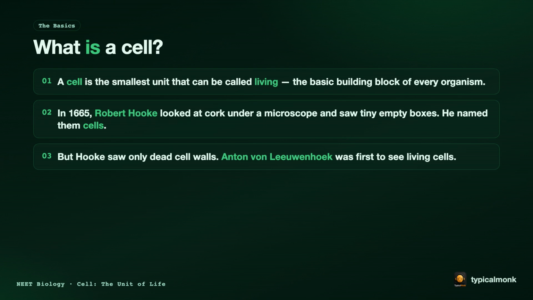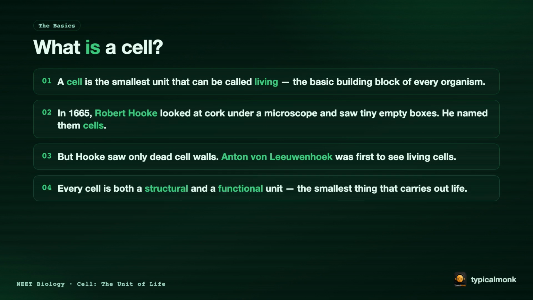But Hooke had seen only dead cell walls. The first to see living, moving cells was Anton von Leeuwenhoek. Remember this, a cell is both a structural unit and a functional unit. That is, the smallest unit that carries out life.